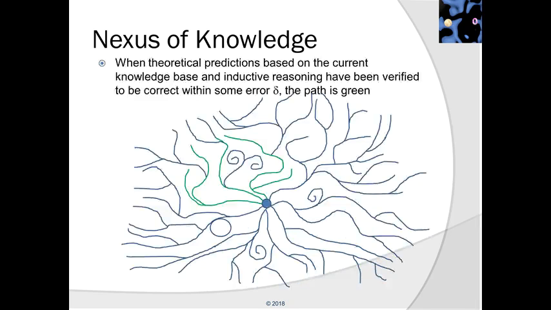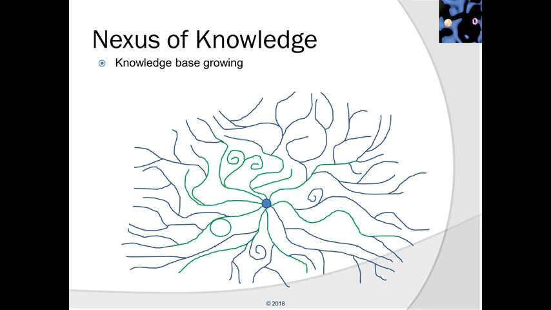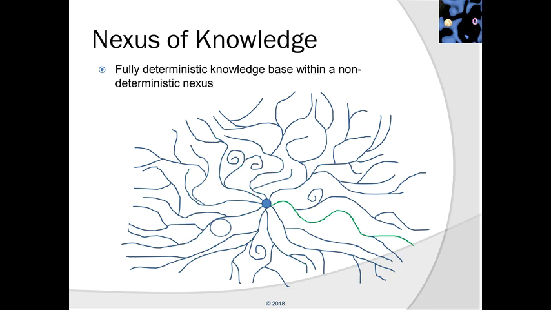When theoretical predictions based on the current knowledge base and inductive reasoning have been verified to be correct within some error delta, the color of the associated path is updated to green. Now, as we learn more, and so our knowledge base continues to grow, we will find that the green paths continue to grow also. Now here's an example of a fully deterministic knowledge base within a non-deterministic nexus.